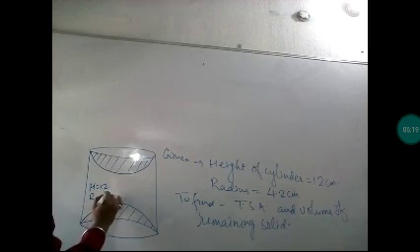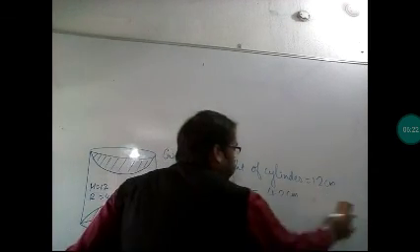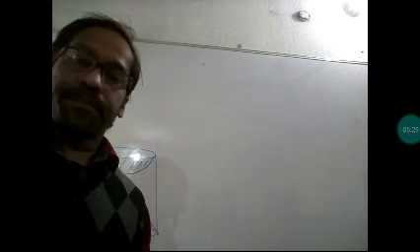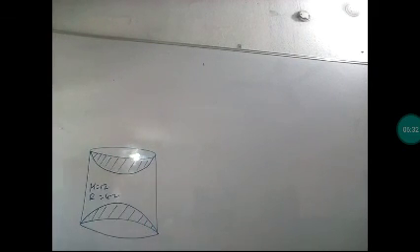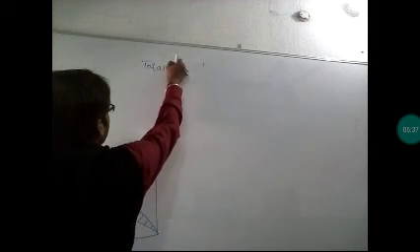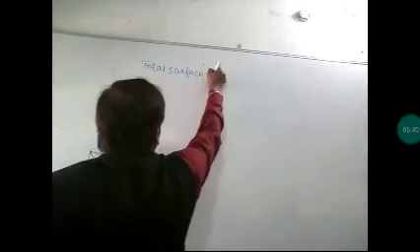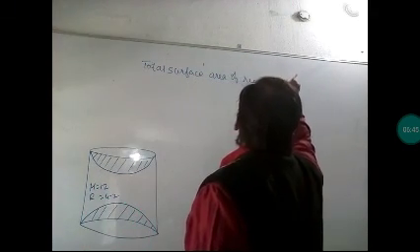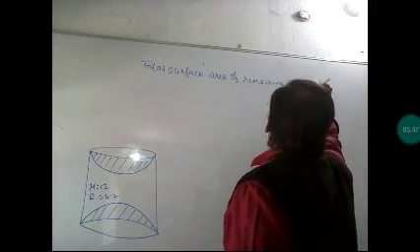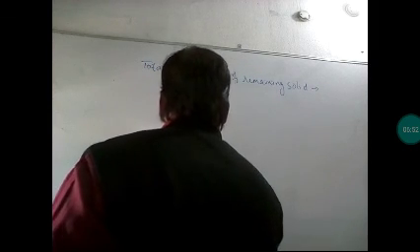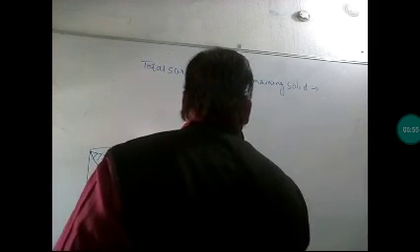So how will we find it? First of all, try to find out the total surface area of the remaining solid. Okay, so we know the formula, so we'll start with that only. The total surface area of the remaining solid. So what is the total surface area? You know that is the curved surface area of the cylinder.